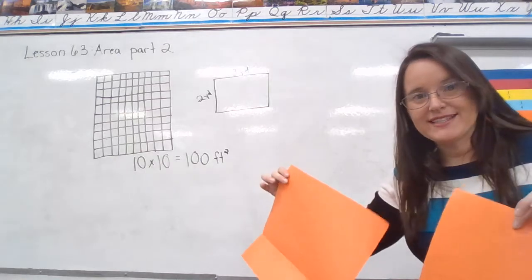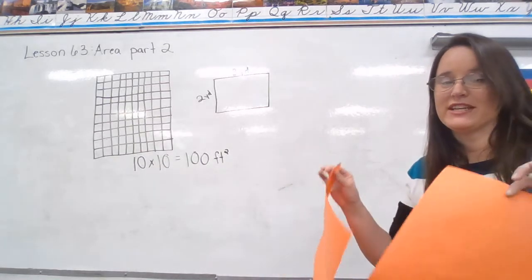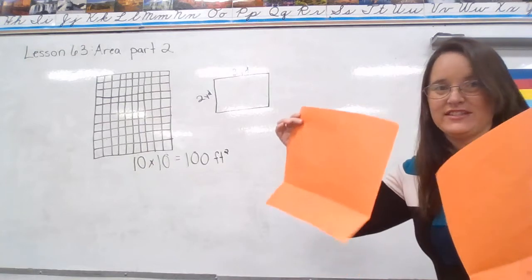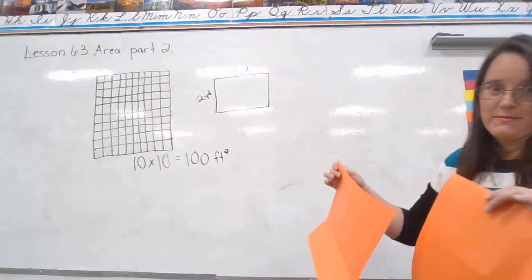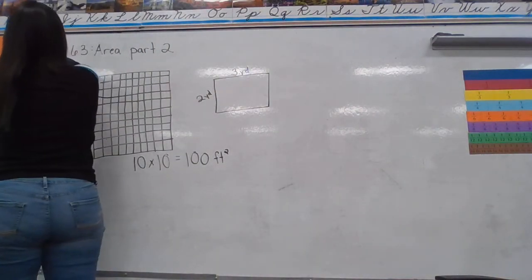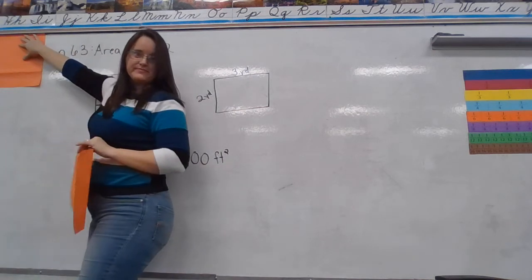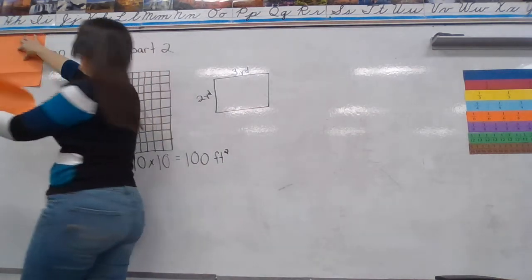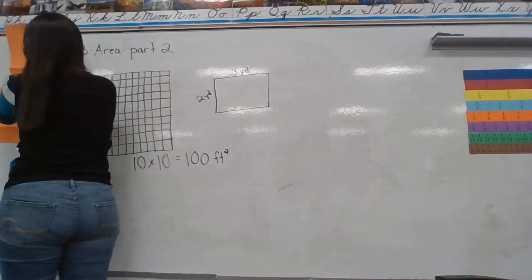Once I make my estimate, so you guess first, you look at the object and you guess how many of these you think it will take to cover it up. Then you're going to measure. So I would put 1 here, line it up with the top, and then take your second one, put it right underneath and line it up. So there's 2 square feet.